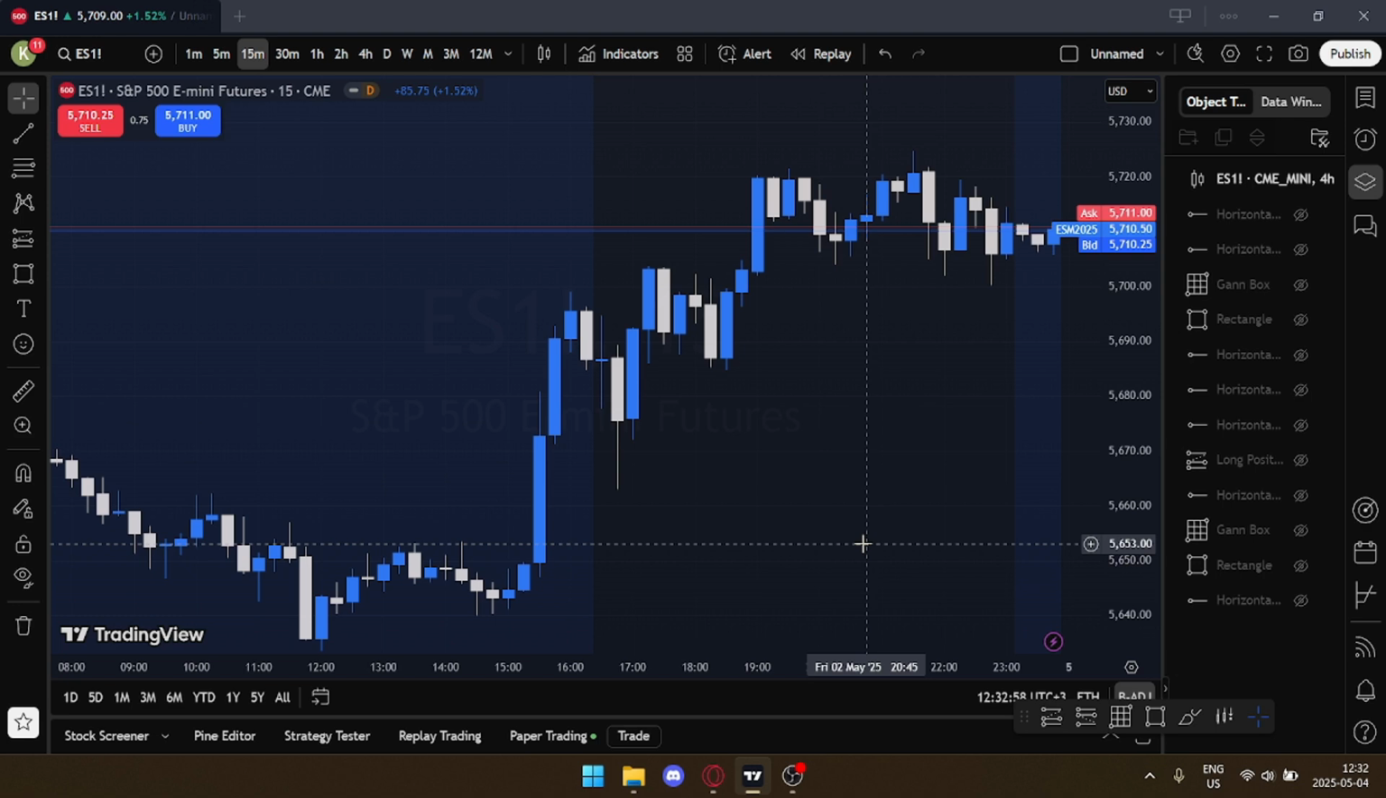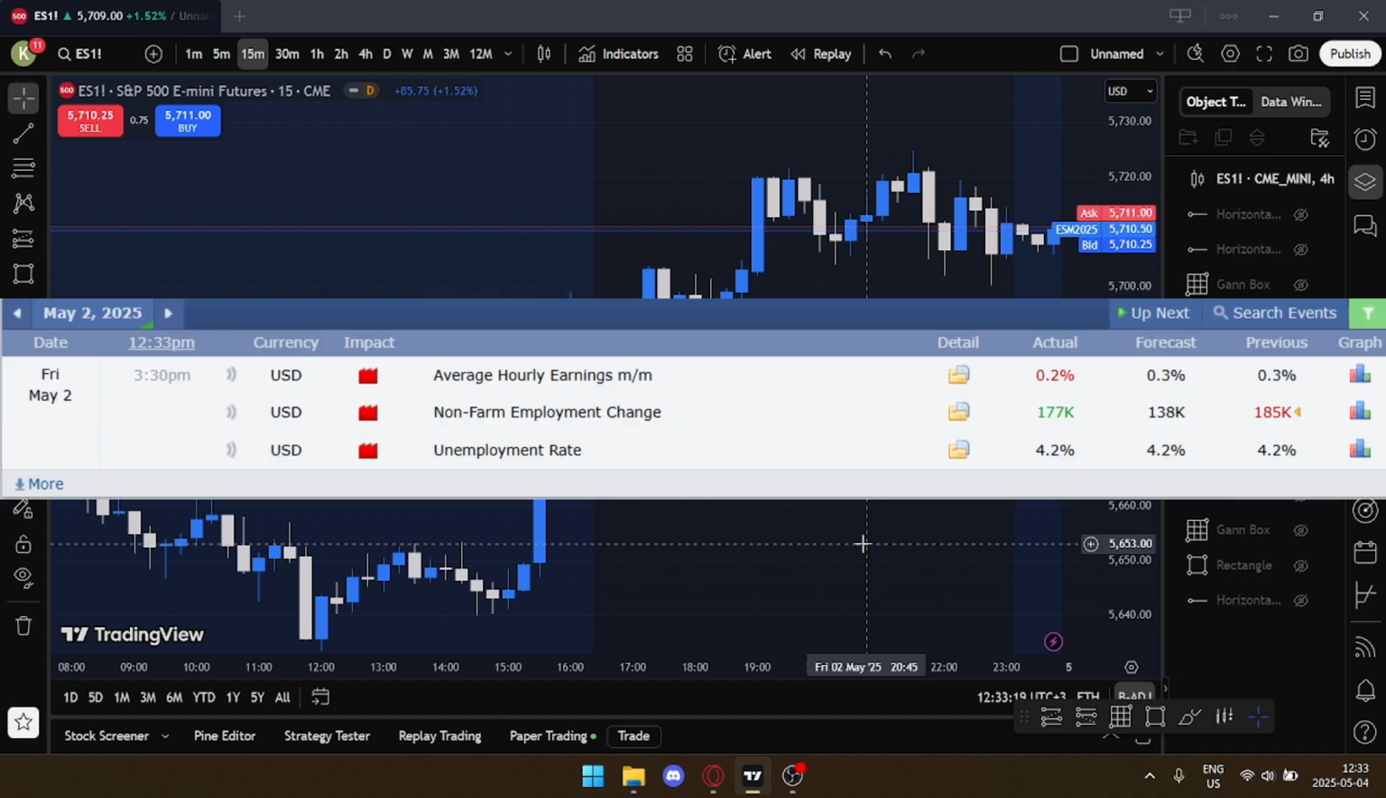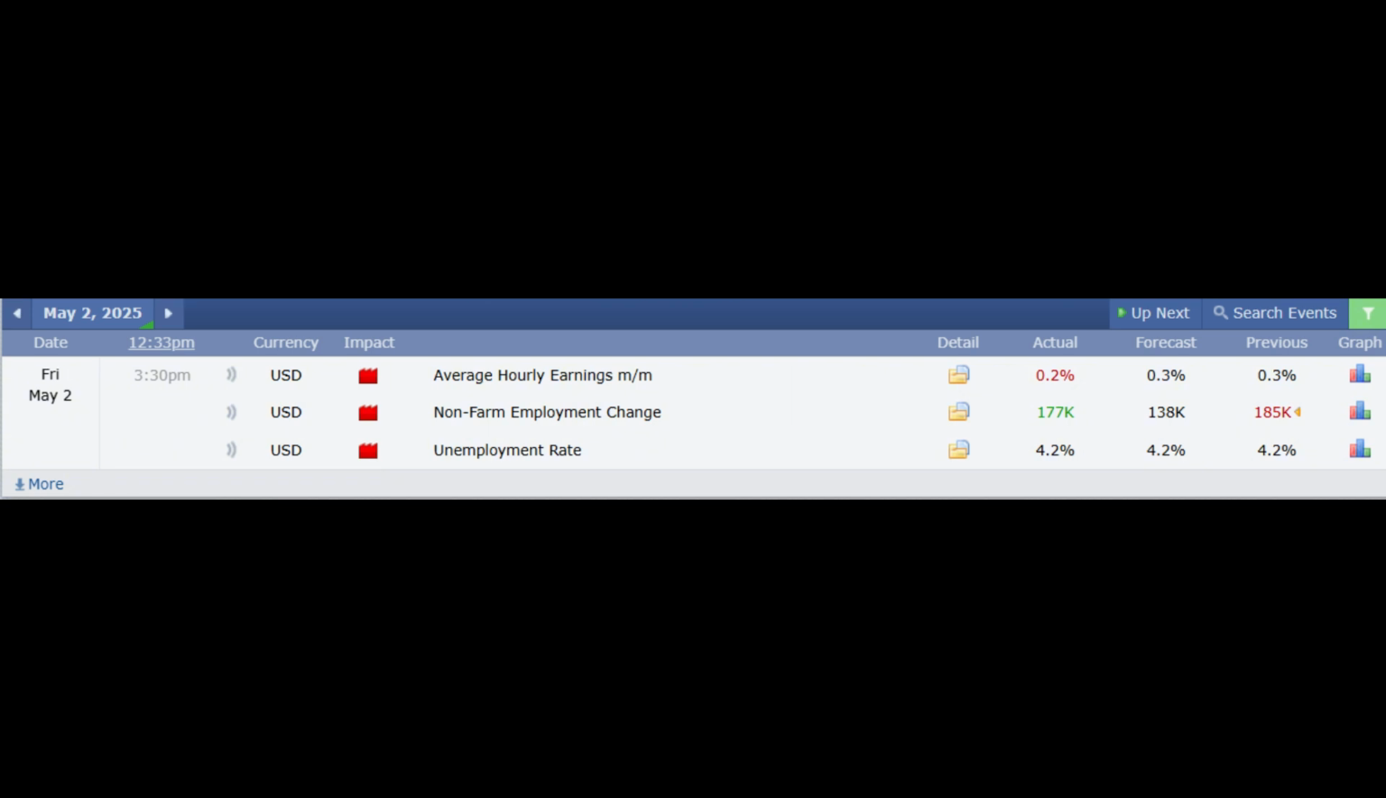It's actually Sunday by the time I'm recording this, so sorry for that. But let's jump straight into the charts. Here were the news for Friday. There were pretty high impact news, but they were before market open. Not only just before market open, but a whole hour before market open. So that's quite a lot.